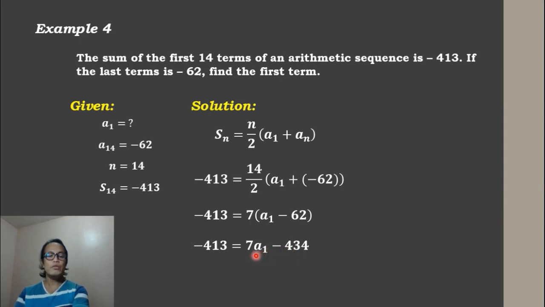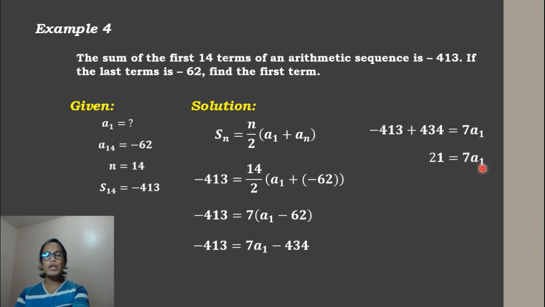Now, since we are going to solve for the first term, we have here 7a sub 1. We need to eliminate negative 434 here. So that's why we need to use addition property of equality. So we have to add 434 here at this side of the equation so that we can cancel this out. Of course, we will also add 434 to the left side of the equation. So this becomes negative 413 plus 434 will give us positive 21 equals we copy 7a sub 1.